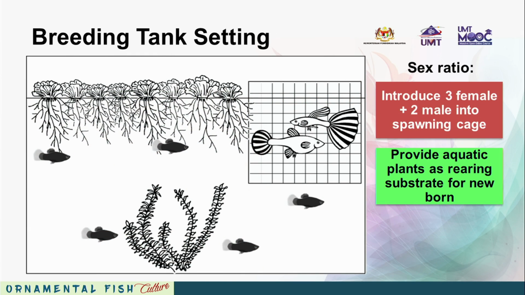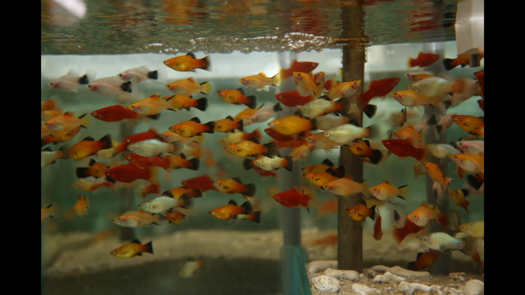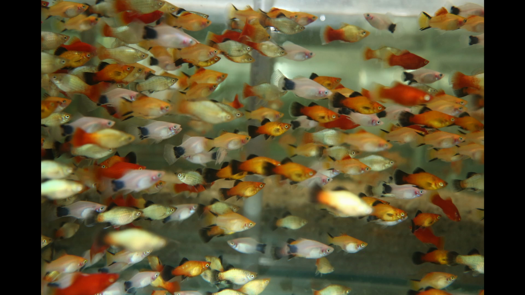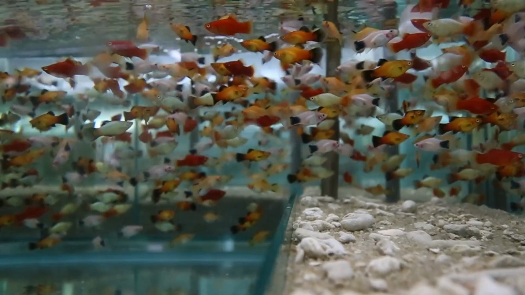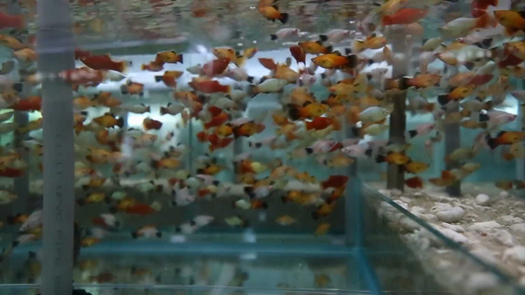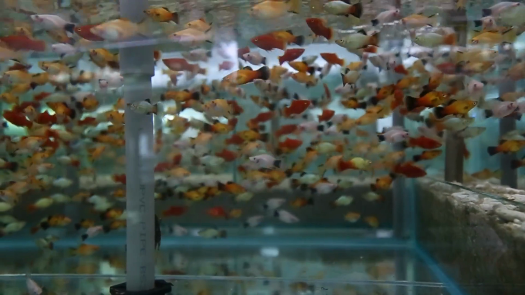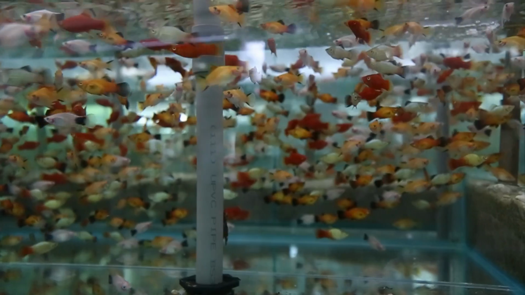The breeding tank setup for the livebearer is very simple. You just have to introduce the spawning pair into the spawning cage with a sexual ratio of 3 females and 2 males. At the same time, provide aquatic plants in the spawning tank as a rearing substrate for the newborn babies.